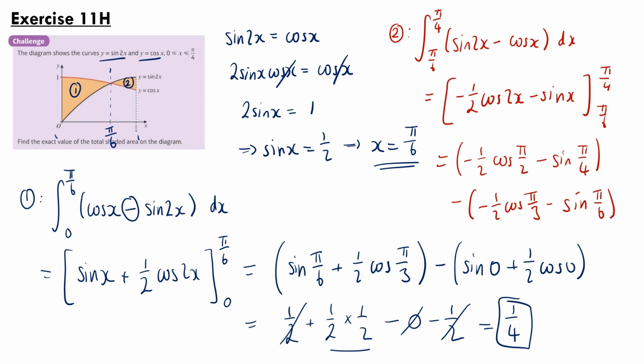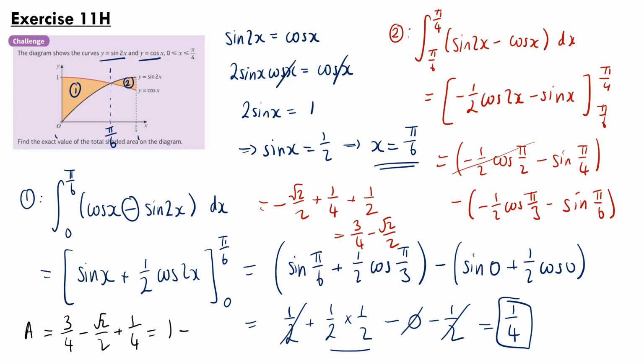And quickly simplifying, we know that cos of pi over 2 is 0, so this sum cancels. And we've got minus sine of pi over 4, so minus root 2 over 2. And then taking away minus a half cos pi over 3, so that's plus a quarter. And then we're taking away minus sine of pi over 6, so we're going to add a half. So this area is equal to 3/4 take away root 2 over 2. Add that on to the quarter down there. So the total area is equal to 3/4 minus root 2 over 2 plus a quarter, which is equal to 1 minus root 2 over 2.